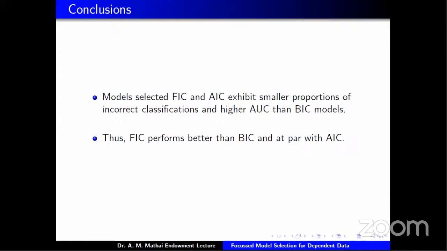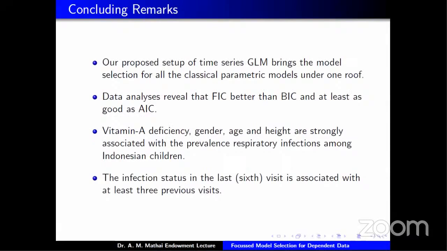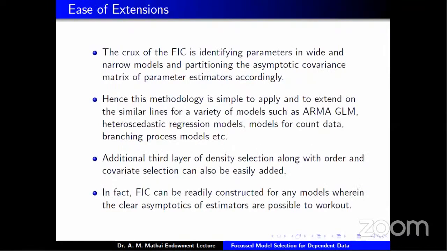So the concluding remark is that the proposed setup, the time series GLM, brings model selection for classical parametric models under one roof, and data analysis reveals that FIC is better than BIC in some situations, and at least as good as AIC. These are more specific to these examples. The crux of FIC is identifying the parameters in wide and narrow models and partitioning the asymptotic covariance matrix of the parameter estimators accordingly.